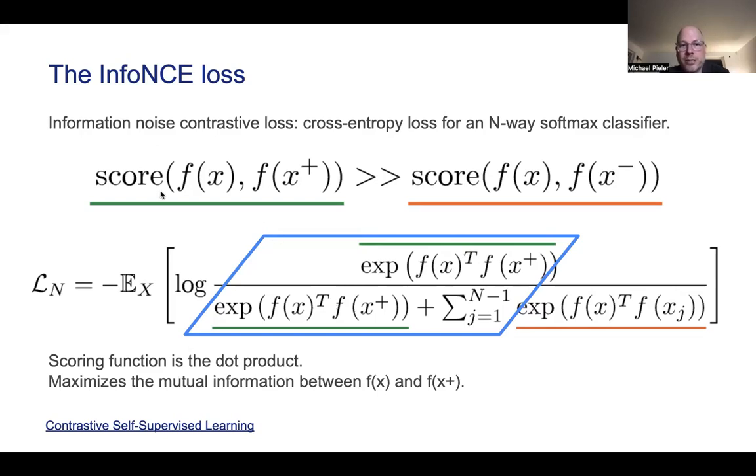So we push similar things together and try to push everything else away. And this we do separately. If we have one image, we want the derived views to be together in embedding space and pushed away from all other views. And this is then applied to every image and its derived views.